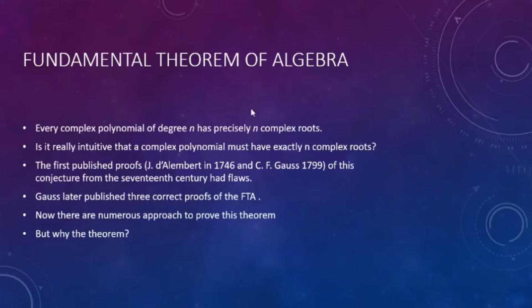The first published proof of this conjecture was by C.F. Gauss and D'Alembert. But there were many flaws in it, because the basics of complex numbers and complex analysis were not so developed as to get the idea of a complex root of a complex polynomial in a clear fashion. So Gauss, later in his years, published 3 correct proofs of the same theorem. Now there are numerous approaches to prove this theorem.